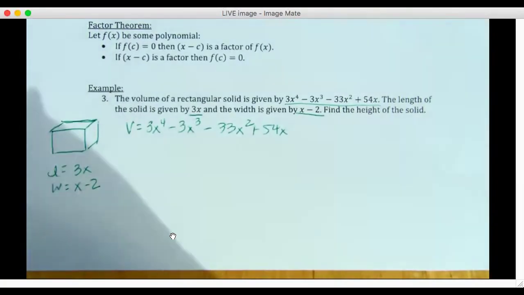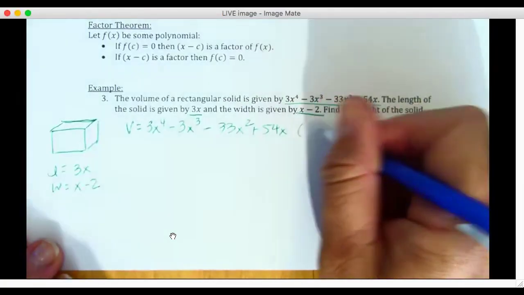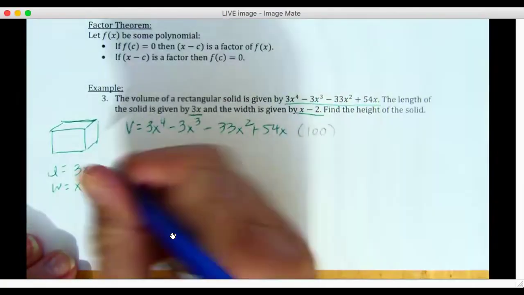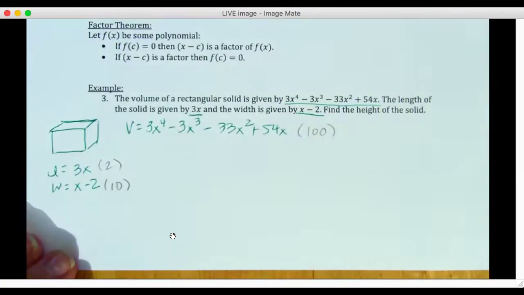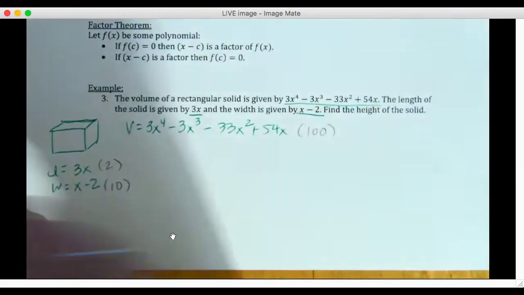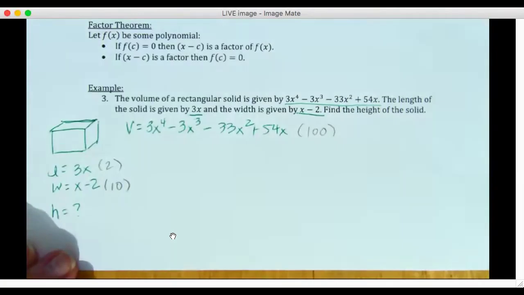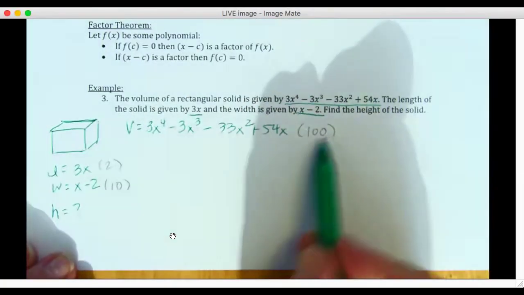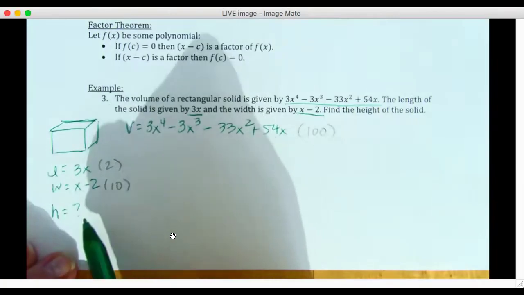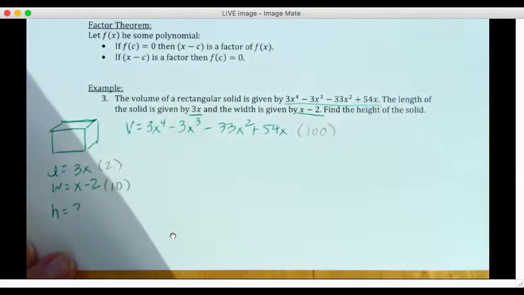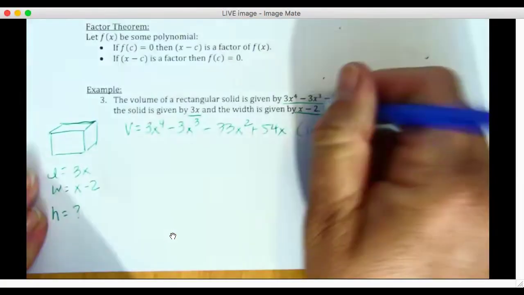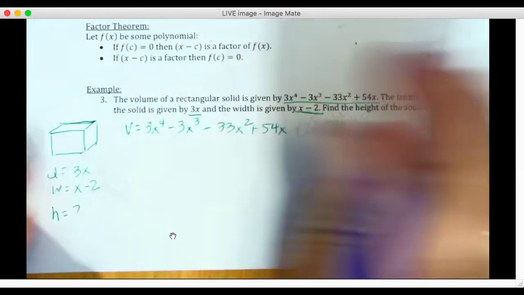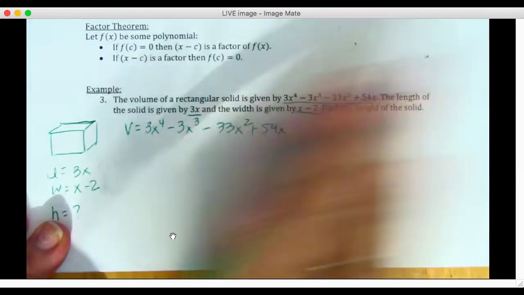Now, if these were just numbers, if I said the volume, let me do this in pencil so I can erase it, the volume is 100. And then I told you that the length was 2 and the width was 10. And I said, find the height. So we want the height of this solid. Well, we'd take 100 and we would divide it by 2 and then divide it by 10, and that would give us our height. But we don't have numbers, we have polynomials. So we're going to do the same thing with polynomials that we would do with numbers. It will just be a little bit more work, but actually not that bad.